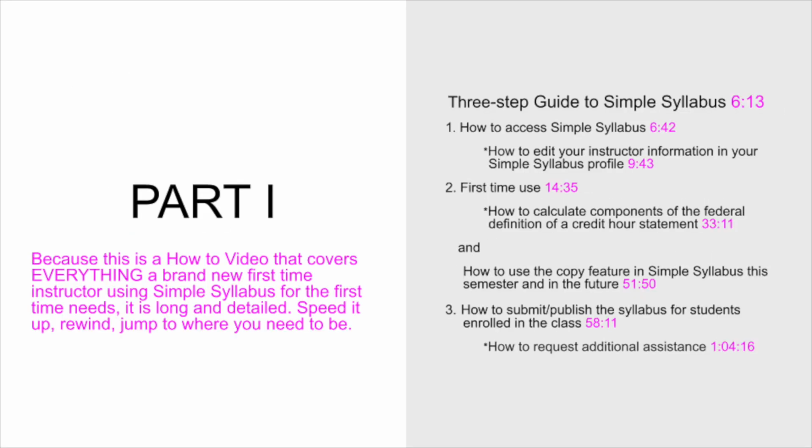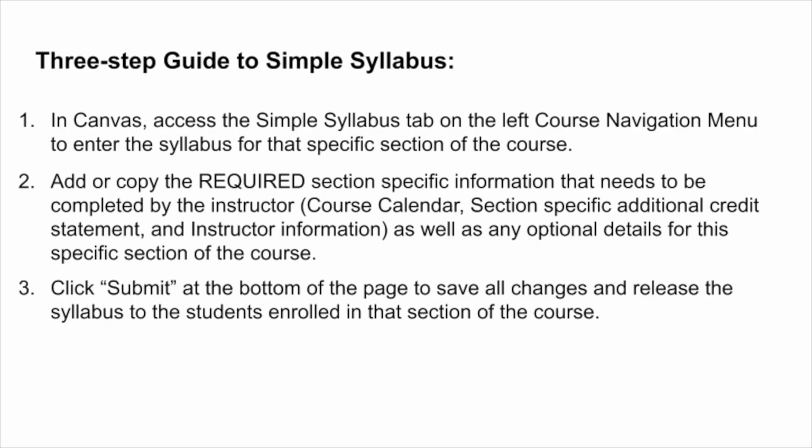In part 1, we're going to be covering how to access Simple Syllabus, how to use it for the first time, and how to use the copy feature this semester and in the future, and how to submit and publish the syllabus for students enrolled in the class. 2 bonus components are going to be how to edit your instructor information in your Simple Syllabus profile, and how to request additional assistance. So to get started with step 1, we need to get into Canvas.